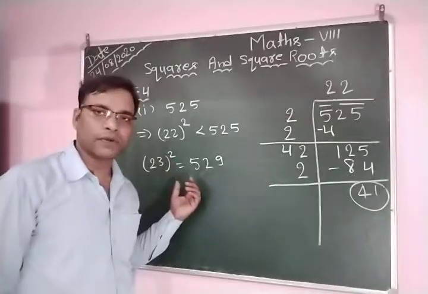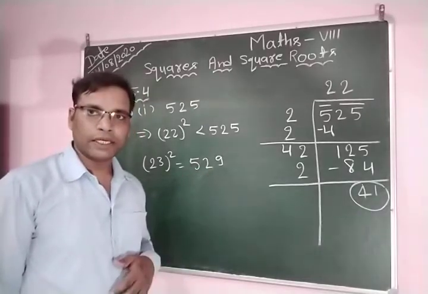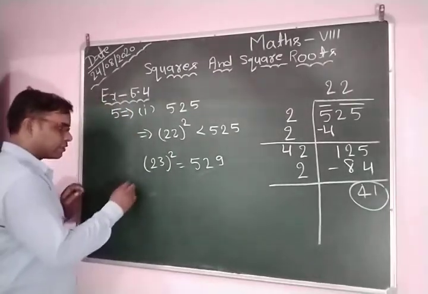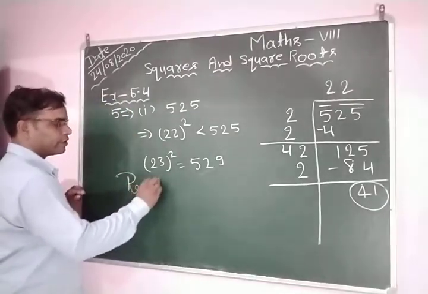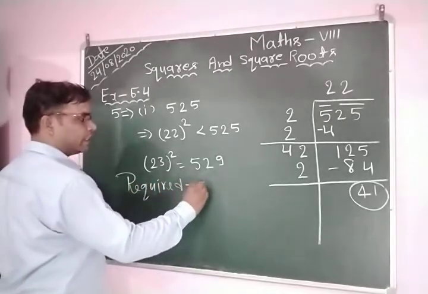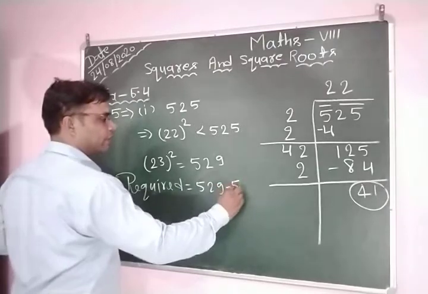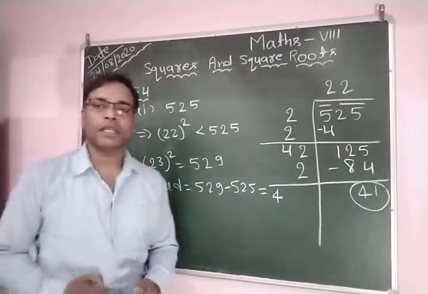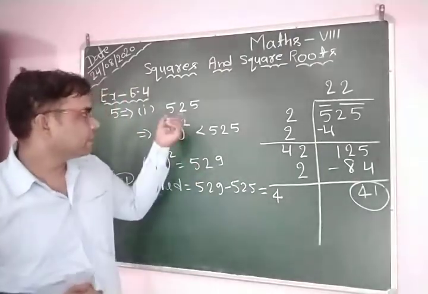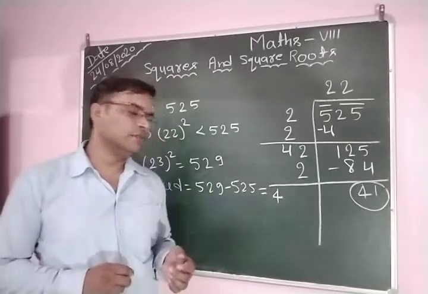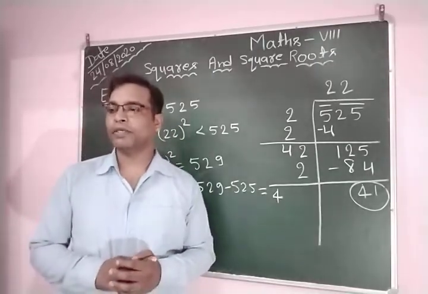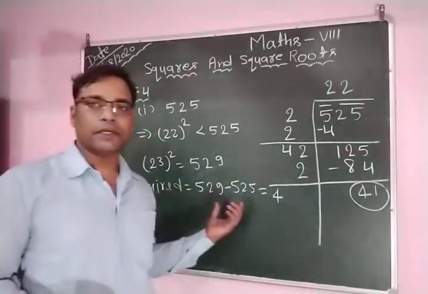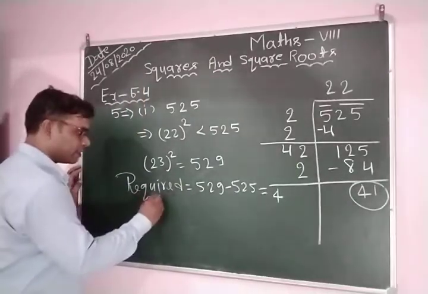So the square of 23 is 529, and the least number, or required number, is 529 minus 525, which is equal to 4. If you add 4 to the given number 525, then we obtain a perfect square number. So this is the required number.